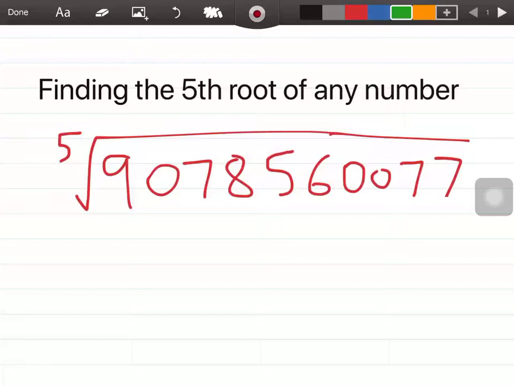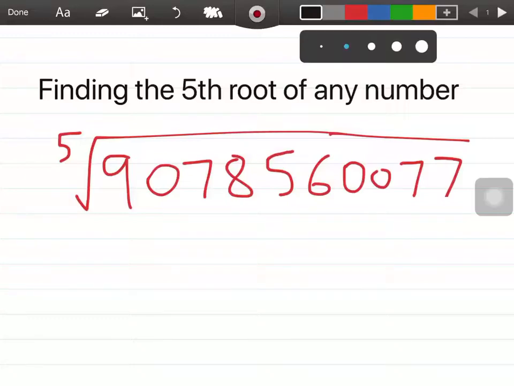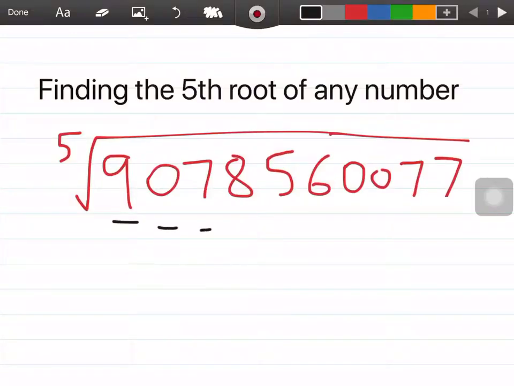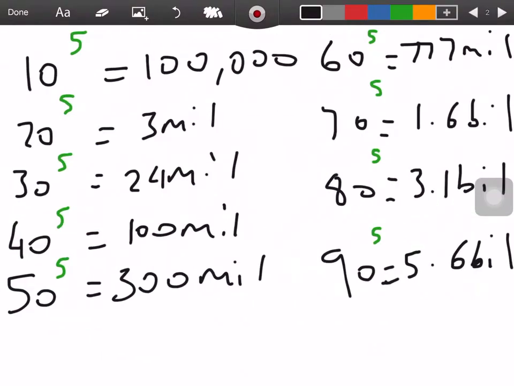Okay, let's begin. Say we were given this number and asked to find its fifth root. It's a 10-digit number if you count: 1, 2, 3, 4, 5, 6, 7, 8, 9, 10. So the trick to finding the fifth root of any number is that you're going to have to memorize this.